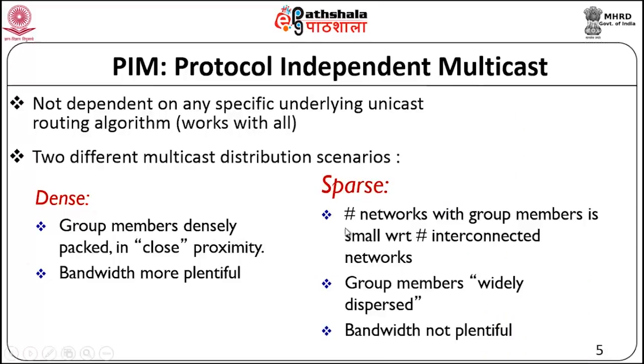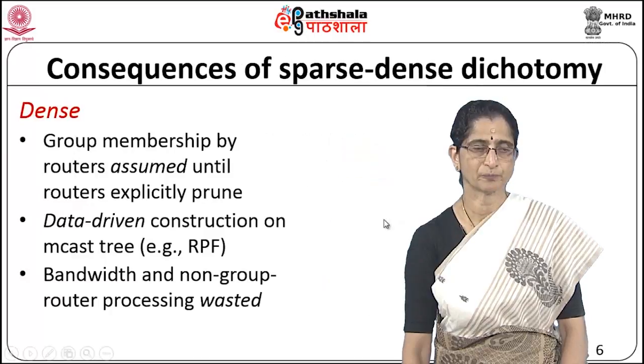In the sparse mode of operation, the number of networks with group members is small with respect to the interconnected networks. You can look at it as a situation where the group members are widely dispersed and bandwidth is not plentiful. That is, we have a fewer number of members, but they are spread out across various networks. So, this is a situation where we use a sparse mode of operation. We will look at both these in detail now.